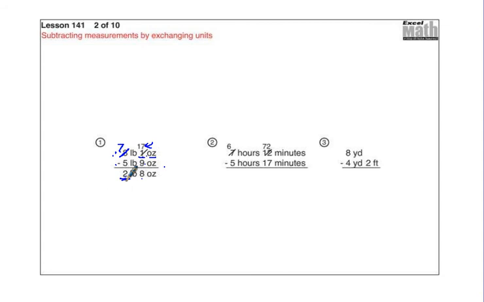All right, this next one, the regrouping has been done for us. Go ahead and do this with me. We have 7 hours, 12 minutes, take away 5 hours, 17 minutes. And we can't take 17 away from 12, so the 7 gets regrouped there. We take an hour off of the 7 and make that 6 hours. And when we move that hour over to this column, we're actually moving 60 minutes over. And we already have 12 there, so 60 plus 12 is 72.